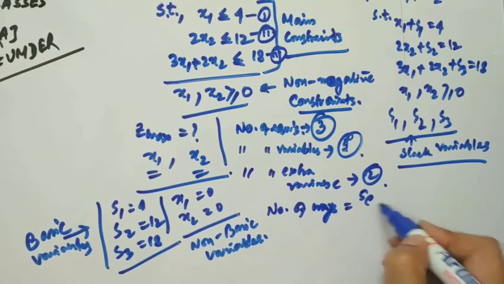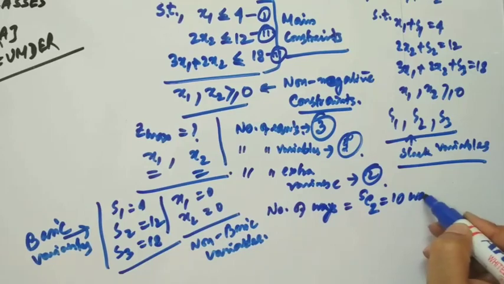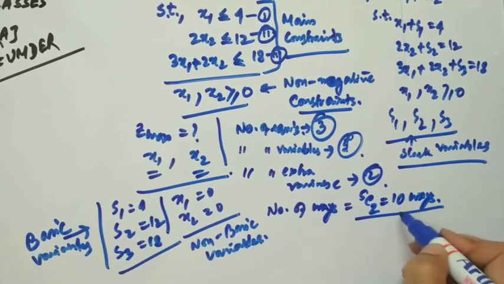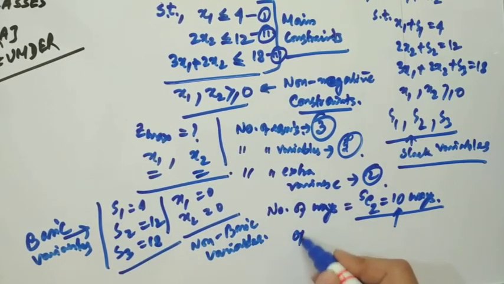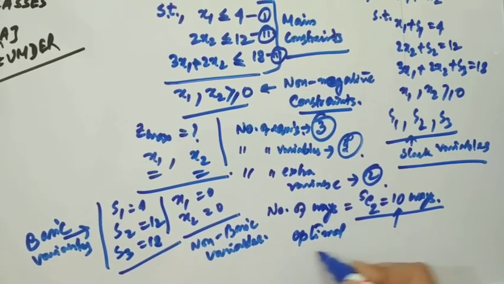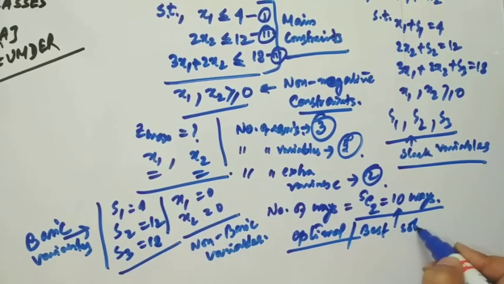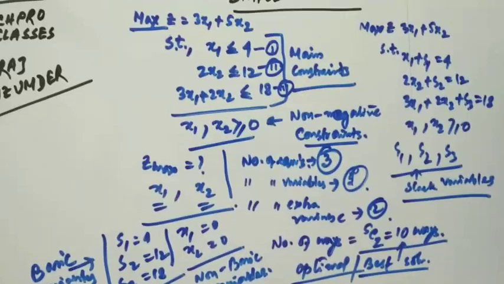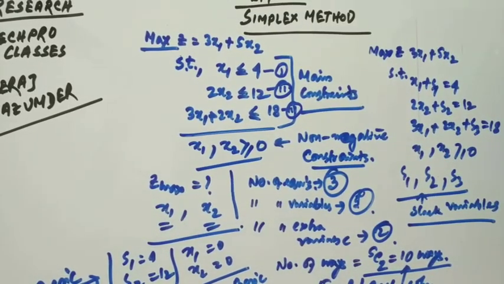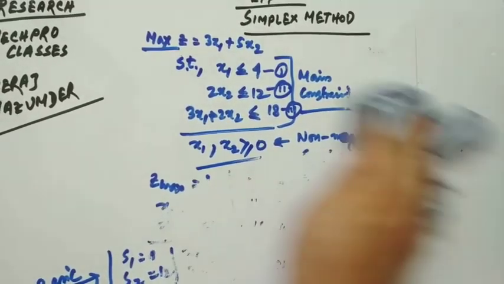With 5 variables, putting 2 at 0, that is 5C2, which is 10 ways. So the number of solutions will be 10, but we have to find the optimal, the best solution, as this is an optimization technique. That's why we need to follow the simplex method. In simplex method, in short, I can tell you what we do.